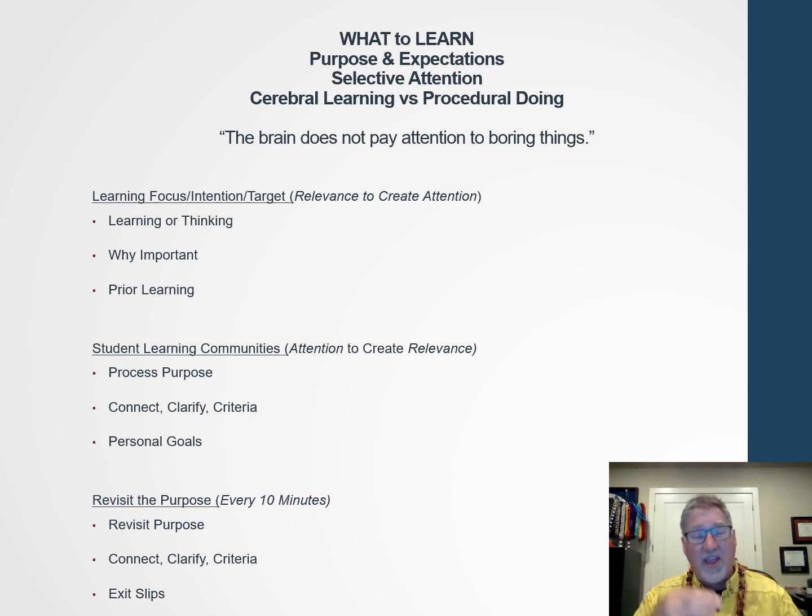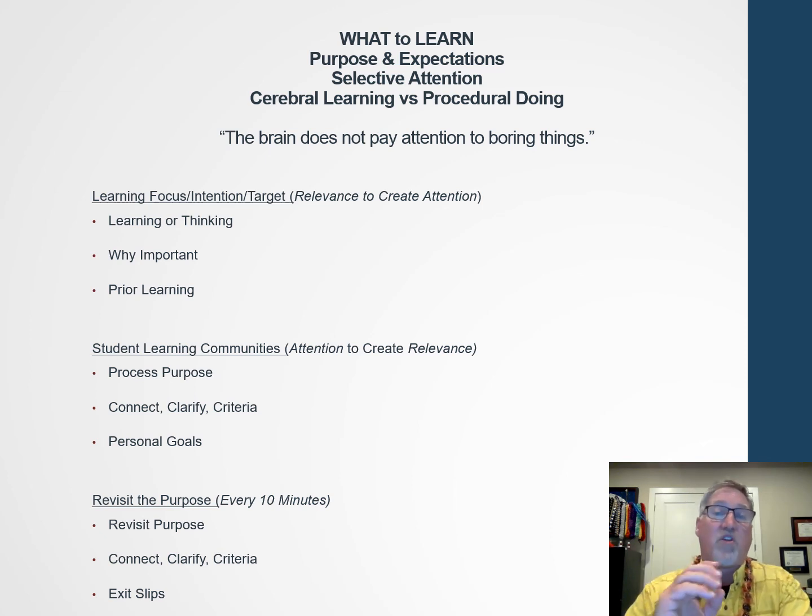So as we get ready to head on out and read some more about the research behind this, I just want you to have this great resource. I like this, and I think that there's even a handout available of this at the end of this module. But when we're looking at what to learn, we're talking about purpose and expectation. The science behind it is selective attention. And we're trying to not only let the kids know what we're going to do today, but let them know what we're going to learn today. Because the brain doesn't like to pay attention to boring things. And a lot of times the brain doesn't like to comply.